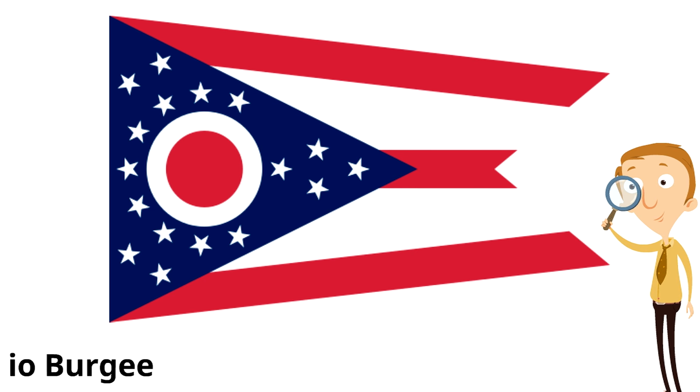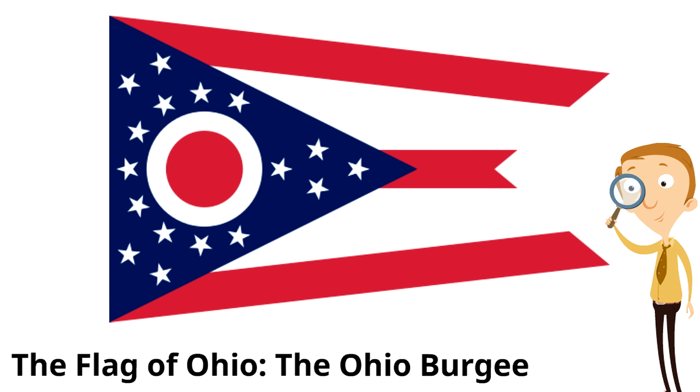Alright, now it's time to look at the flag of the state of Ohio. The flag of Ohio is called the Ohio Burgee. A burgee is a type of flag that is often triangular. The Ohio state flag is the only U.S. state flag that is not rectangular. The red, white, and blue reference the union with the United States of America. And that disc on the left-hand side of that flag, you can see that O for Ohio.